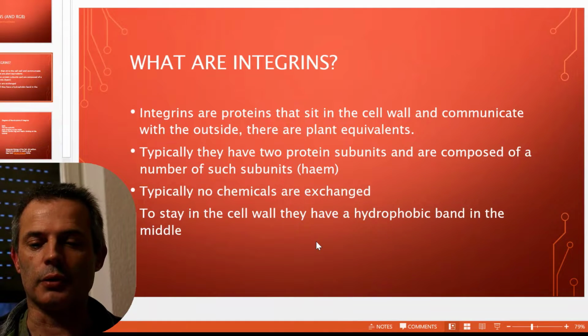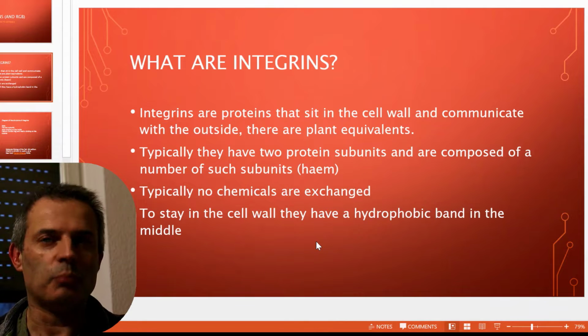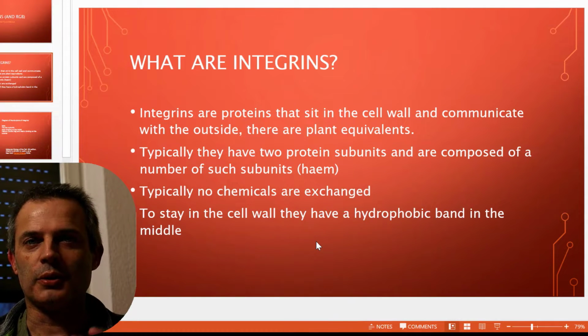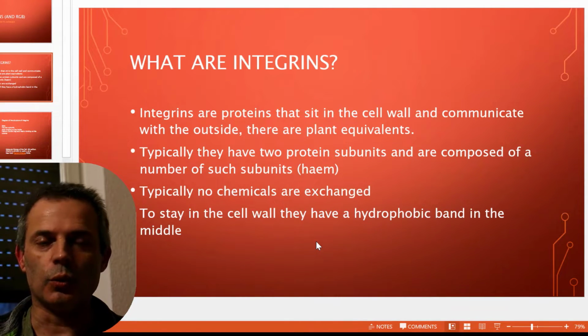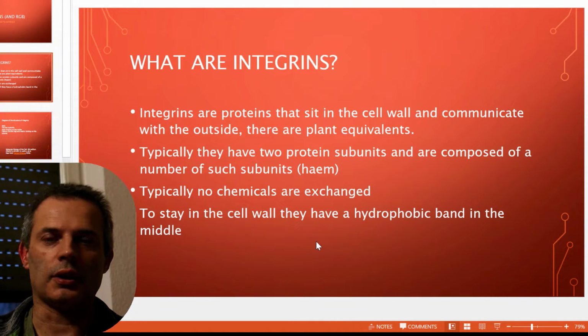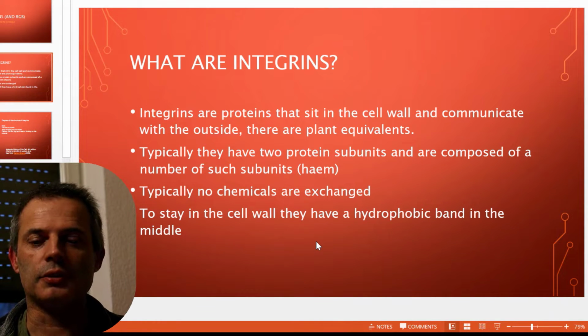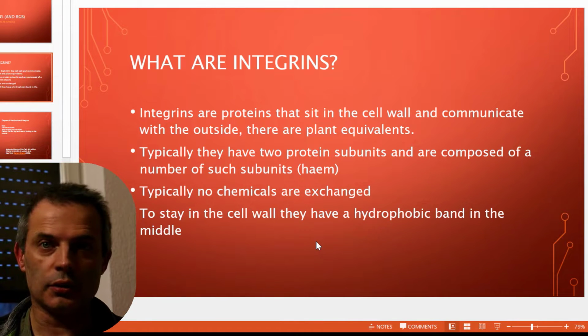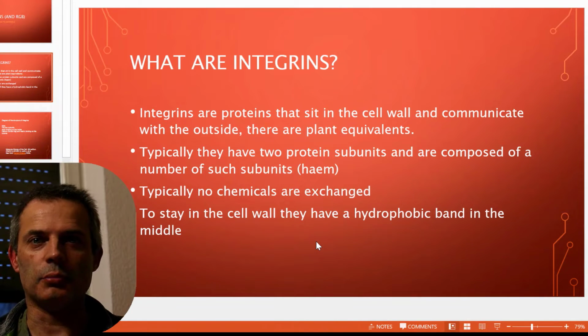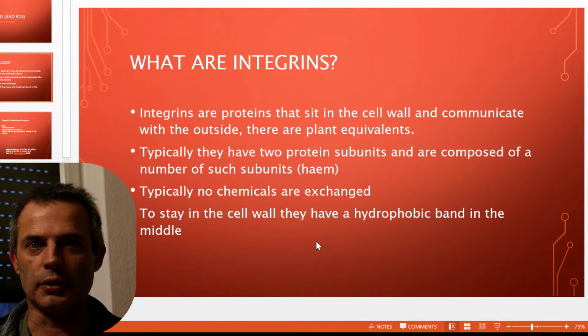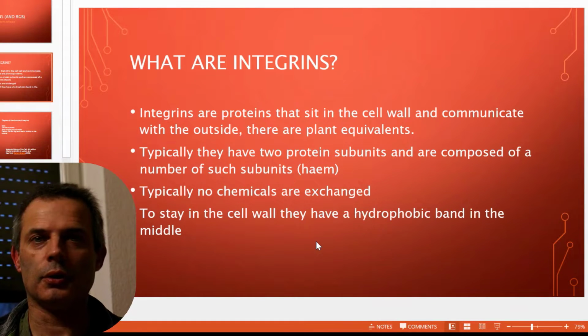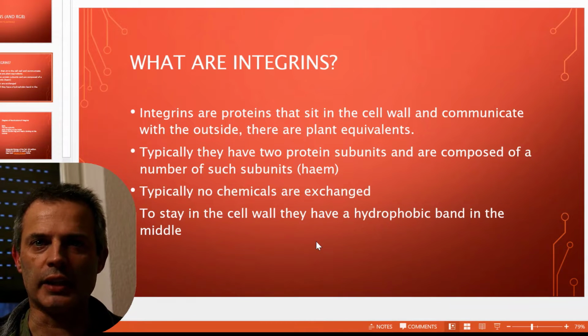They are a type of protein, so I'm kind of reading, but not fully. They're a type of protein that live in the cell wall of animals and also in plants. They're plant equivalents, and they communicate with the outside world. So for the cell, they communicate with neighboring cells and with the extracellular material, which is proteins and sugars that make a kind of gel and keep us all together.